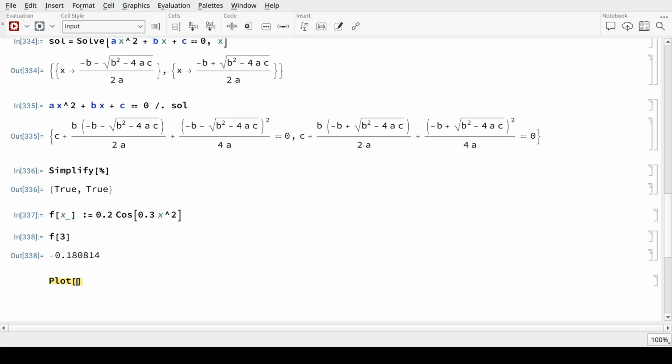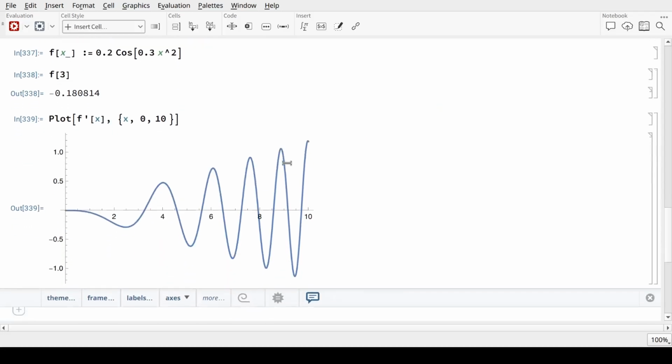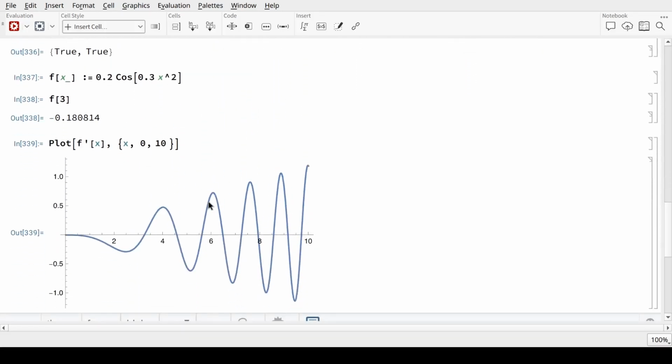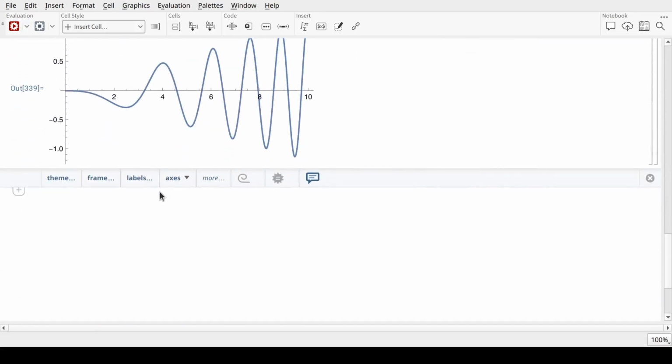If we wanted to plot the derivative of the function, it's very simple. Just add this apostrophe, the tick, and you plot it from 0 to 10. And that's the plot of the derivative of the previous equation we have defined.